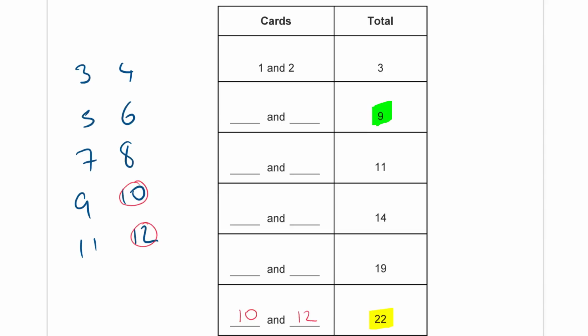Looking at the 9 down here. How can I make 9? Now I could make 9 in 2 different ways. I could have the 3 and the 6, or I could have the 5 and the 4. So I'm not quite sure what to put there yet.